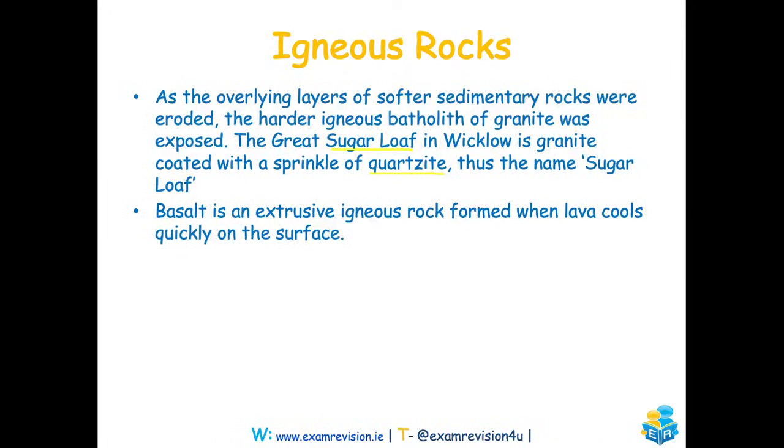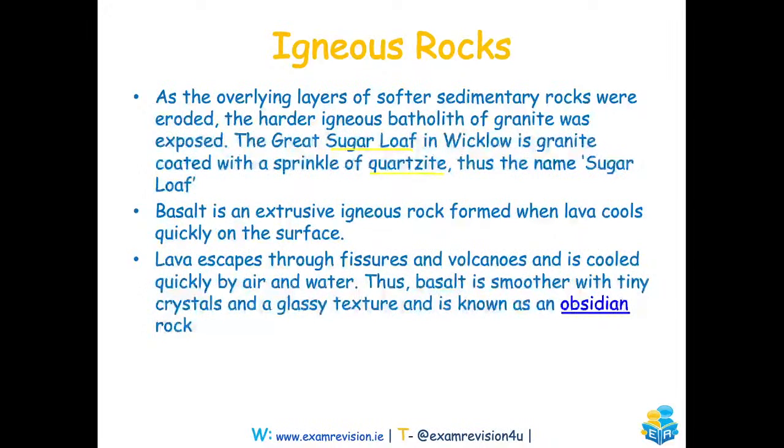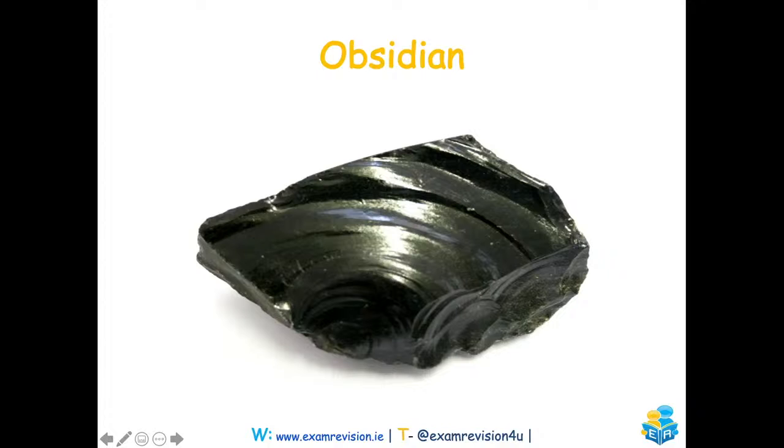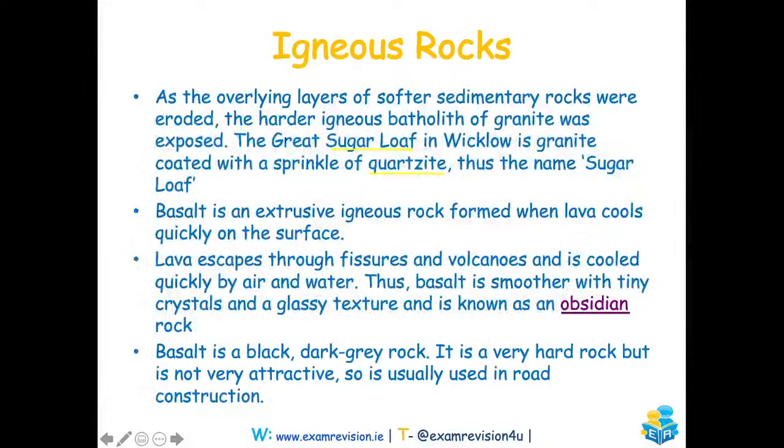Basalt is an extrusive igneous rock formed when lava cools quickly on the surface. Lava escapes through fissures and volcanoes and is cooled quickly by the air and water. Thus, basalt is smoother with tiny crystals. A glassy-textured version is known as obsidian, and this is what obsidian looks like. It's a much smoother, glossier finish. Basalt is usually black or dark grey in colour. It's a very hard rock, but it's not very attractive, so it's basically used in road construction.